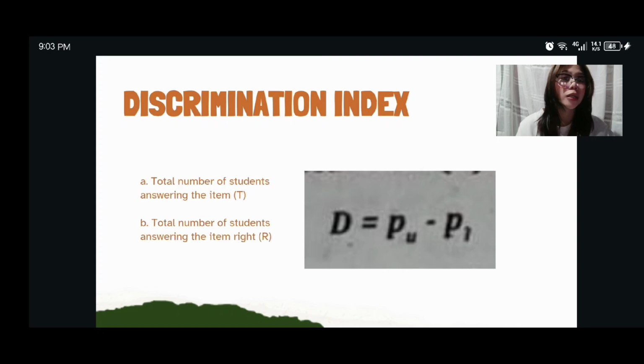If you are confused about how to use this formula, this is a straightforward way to calculate the discrimination index if you have already calculated the p-values, the difficulty index for the high scoring and low scoring groups.